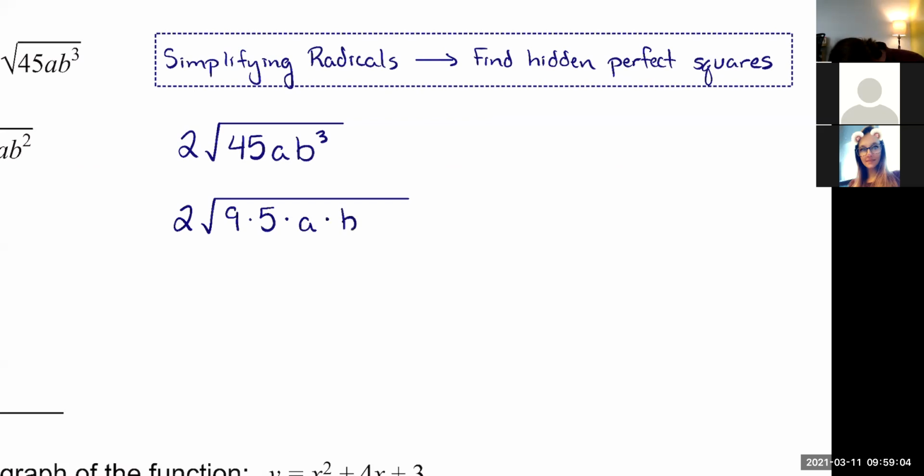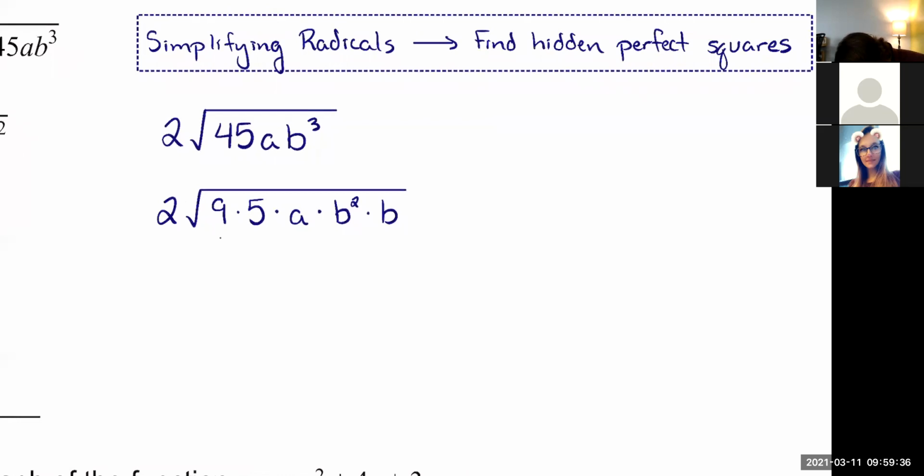So b to the 3rd is the same as b to the 2nd times b, reverse engineering our exponent properties, where we know that when you multiply the same base, you add their exponents. We just did that in reverse. We broke one off. There's still 3 b's under there, still 1 a under there, and 9 times 5 is still 45, but now we can spot some perfect squares. And I like those perfect squares because those are the pieces we can remove.